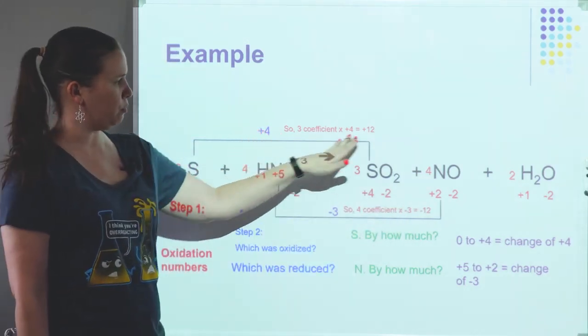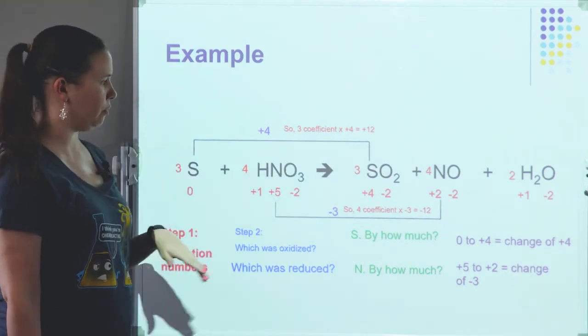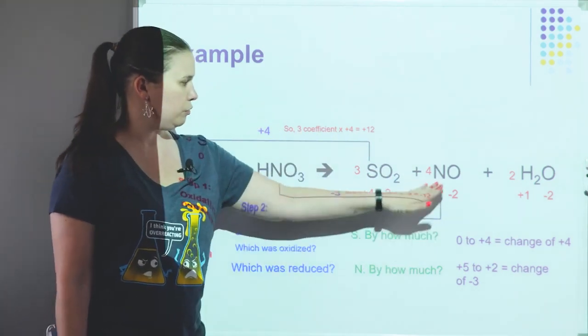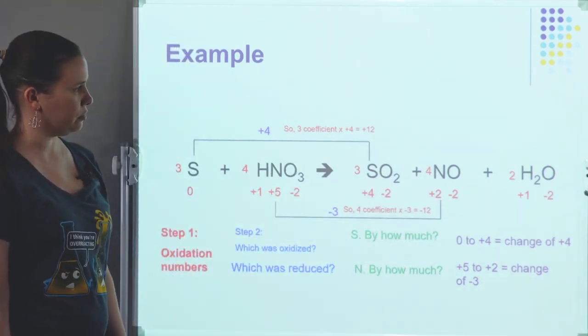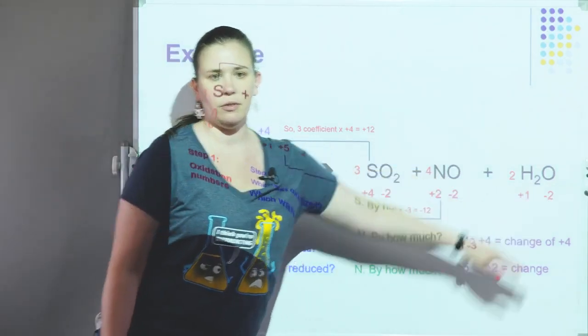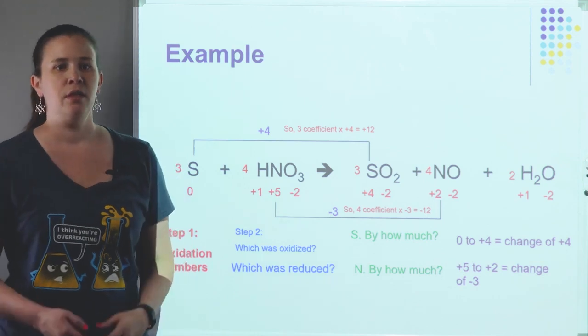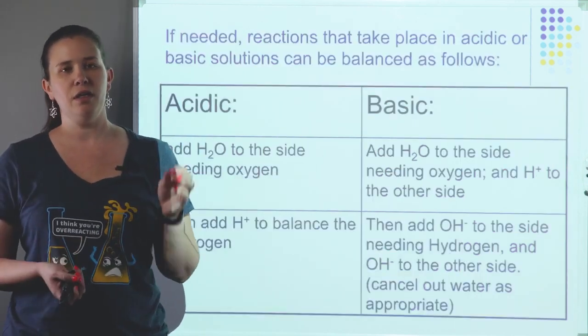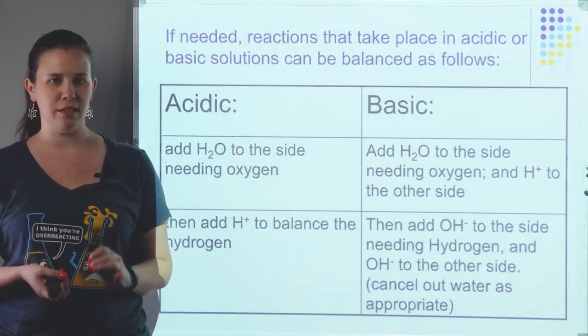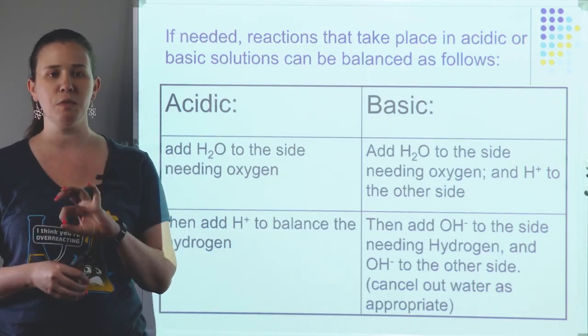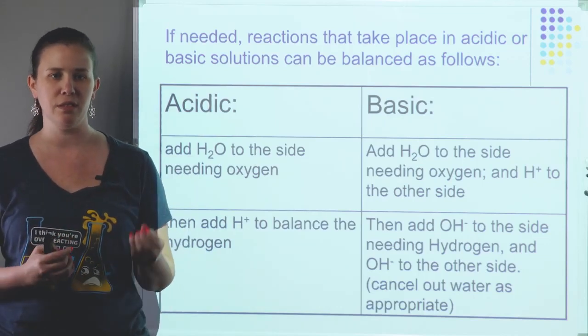and apply that multiplier to each connected molecule. So on the top, a multiplier of 3 applied to the sulfur molecules, whereas the multiplier of 4 applies to the nitrogen molecules. And then we can't forget about this little water over here. Make sure that the entire equation is balanced.